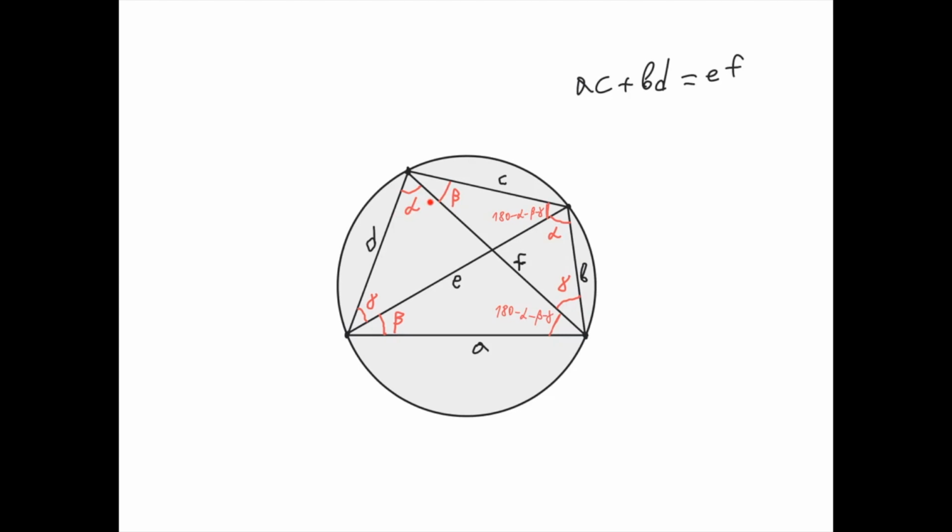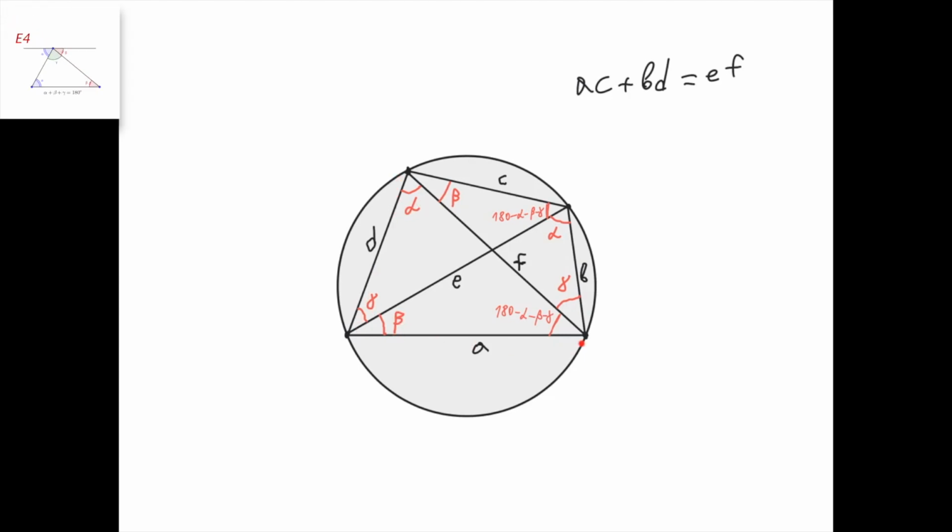Let's call this angle alpha, this angle gamma, and this angle beta. Then, because of the sum of the angles in this triangle, we know that this angle is 180 minus alpha minus beta minus gamma. Since this is a cyclic quadrilateral, we know that if this angle is gamma, then this angle is gamma. They both correspond to this arc of the circle.